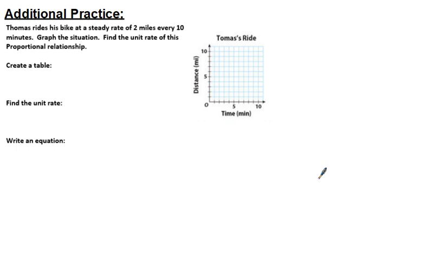All right, Thomas rides his bike at a steady rate of 2 miles every 10 minutes. Graph the situation, write the unit rate of this proportional relationship. So let's make our table first based off this information. So we're going to have miles and minutes. If you look at our graph, it tells us that minutes is x and miles is y. So we're going to do minutes here, miles here.